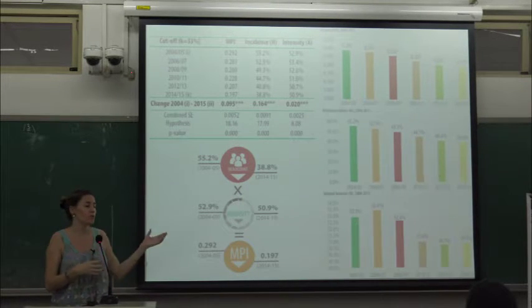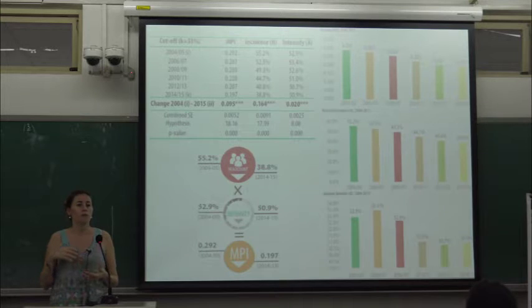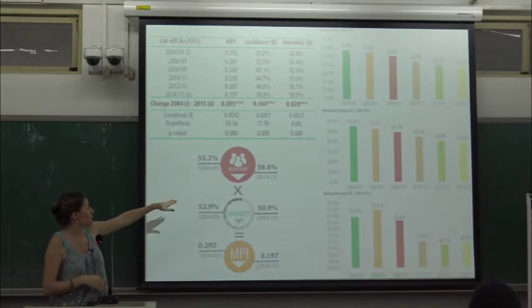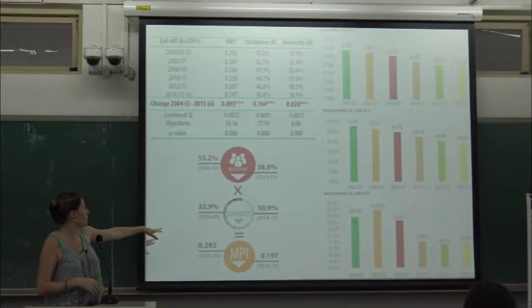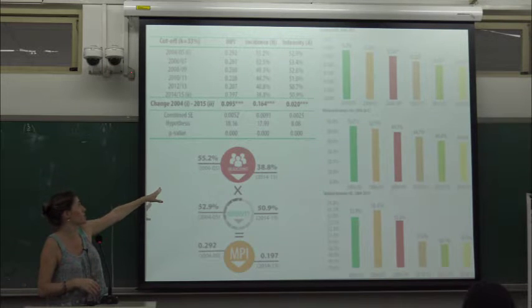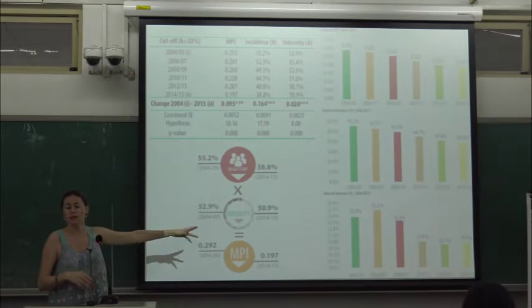Basically, what the results are showing here is that the different components, H, A, and also the MPI have dropped between 2004 and 2015. In the case of H, the reduction has been quite significant, as you can see in the second bar graph over here. Basically, it has dropped from 55% to 39% in a decade.